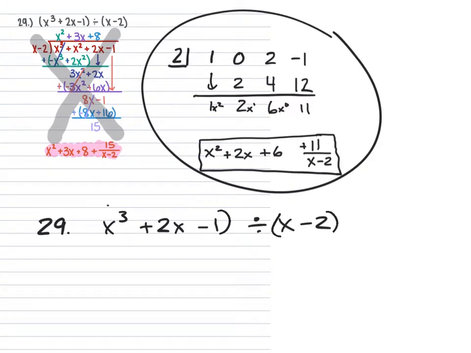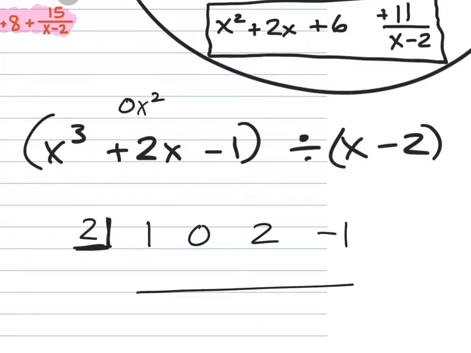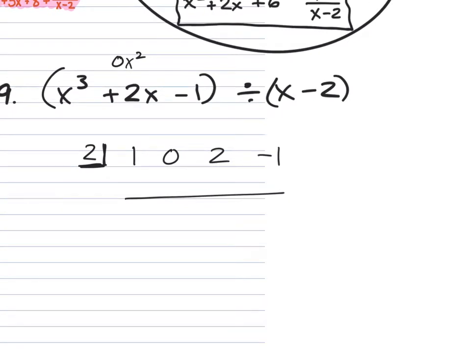Using synthetic division, first of all, is anything missing? 0x squared. Yeah, we need a 0x squared because it's missing there. So let's make our backwards L. What number goes in the backwards L? A positive 2. What numbers go next to it? 1, 0, 2, negative 1. This is why synthetic is so much faster. What do I do with that first 1? Bring it down.